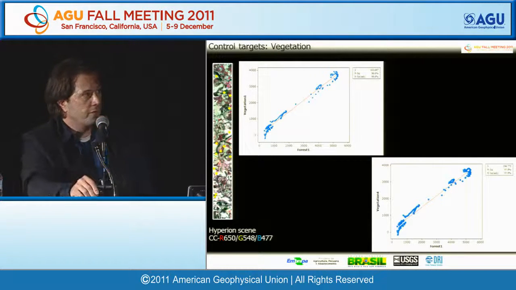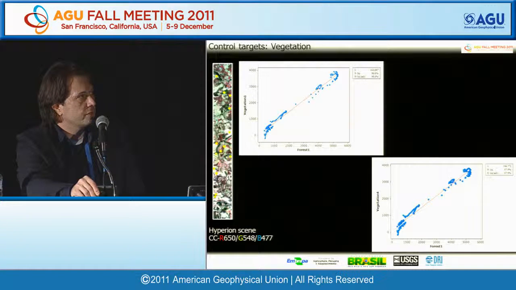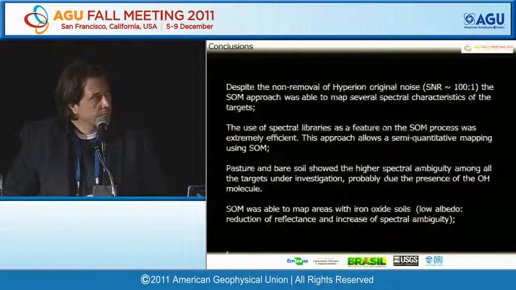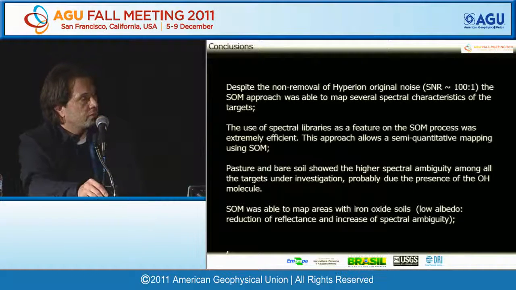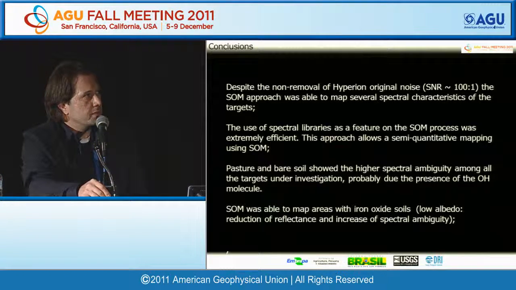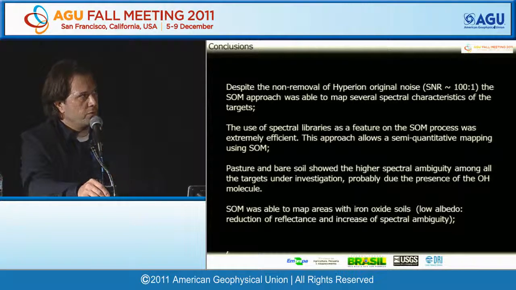Here we have a validation with vegetation and final conclusions. Despite the non-removal of the original noise, the SOM approach was able to capture several spectral characteristics of the targets.